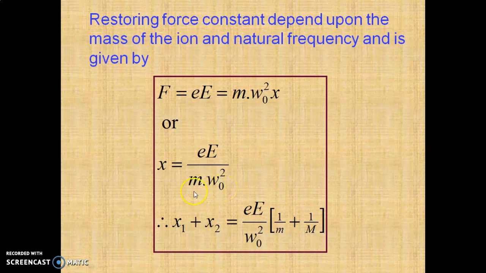In a similar way, suppose you have the negative charge and you write the suffix x2, and that is equal to E divided by capital M omega naught square. These three components are the same for both the positive and the negative charges, and the only difference among them is mass, that is small m and capital M, so you can write the sum of these displacements x1 plus x2 equal to E divided by omega naught square into 1 by m plus 1 by capital M, and these are the common terms for these two charges.